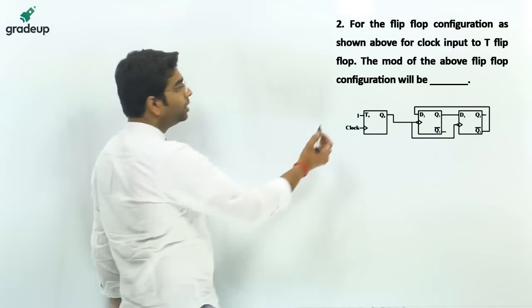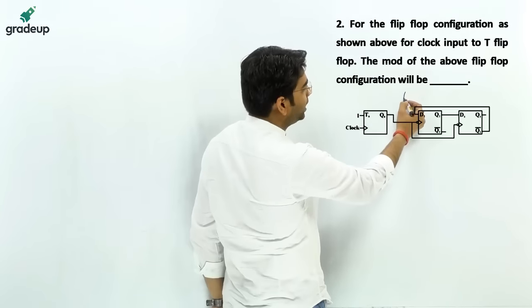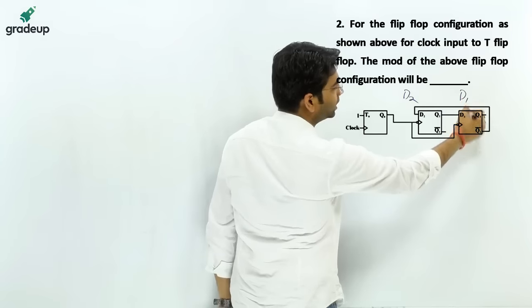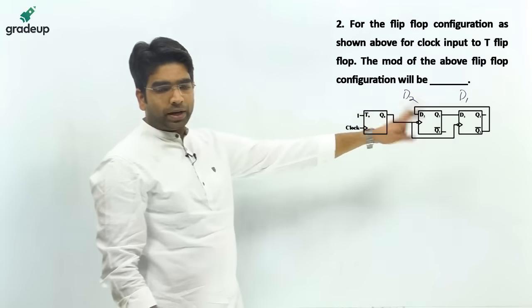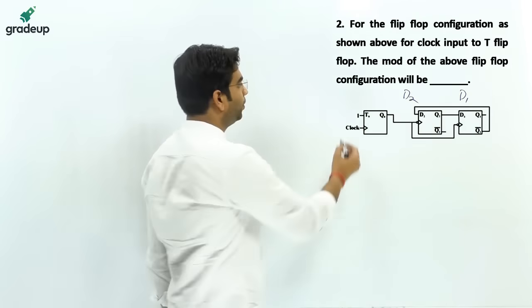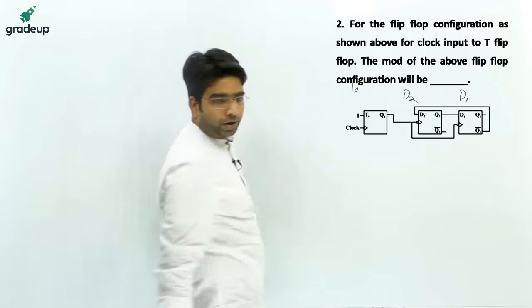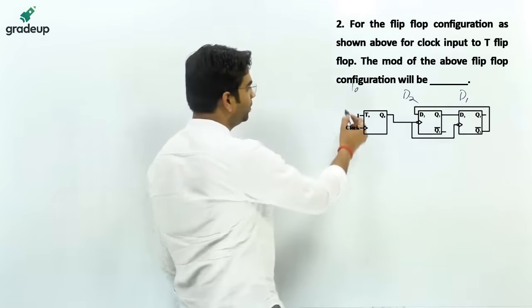This flip-flop which is given is D2 and this flip-flop is D1. D2, D1, and it is a T naught flip-flop. So try to solve it.